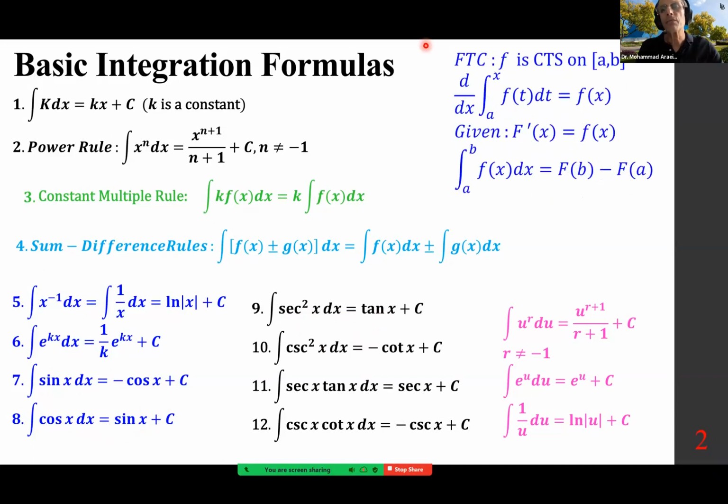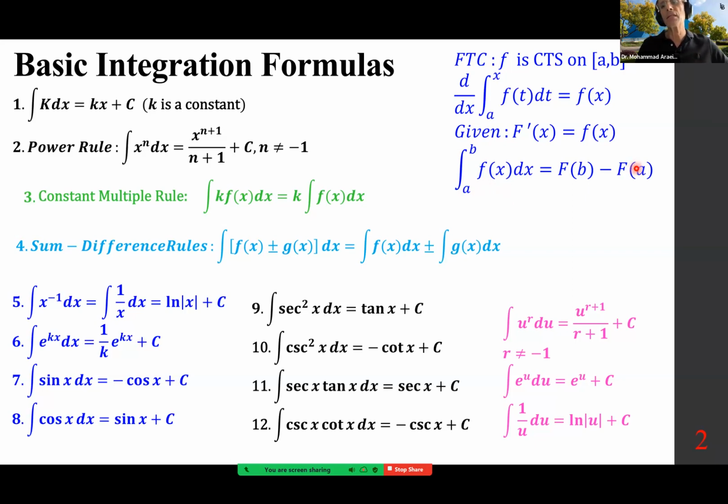The FTC, the fundamental theorem of calculus, has two parts. The part that says if you take the derivative of the integral, you get the function back. And the part that we mostly use is the integral from a to b of f of x dx. This is a definite integral. This is a number, and by definition we use the limit of a Riemann sum.